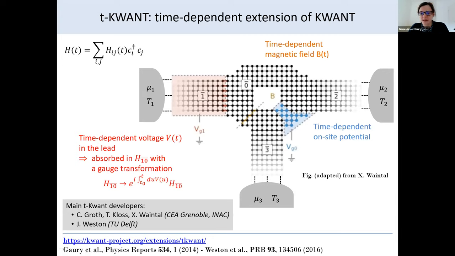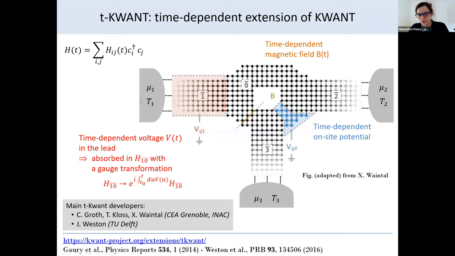And in that case, it's important to have in mind that a local gauge transformation can be made so that, in the end, the time-dependent voltage in the lead is absorbed in the couplings between the lead and the scattering region through this extra phase, while the lead itself becomes time independent. And that's very important from a numerical point of view, because it allows us to confine the time-dependent perturbations in the central system, which is finite, which can be described by a finite matrix.